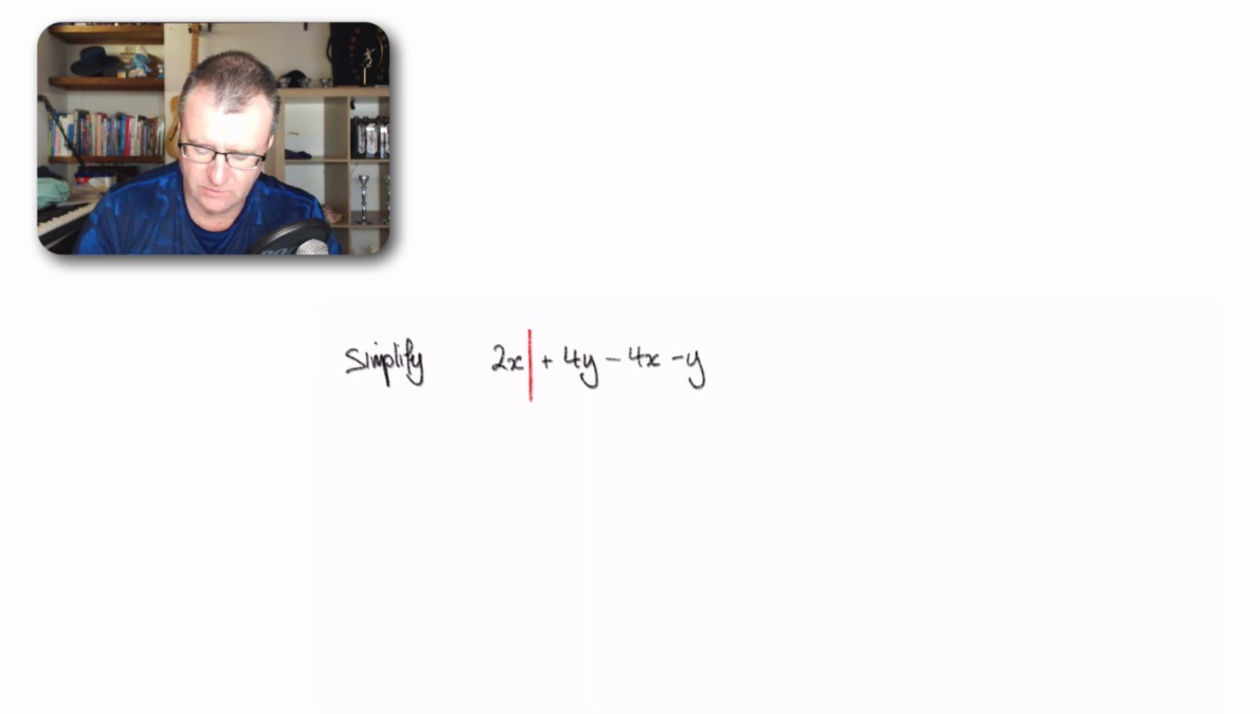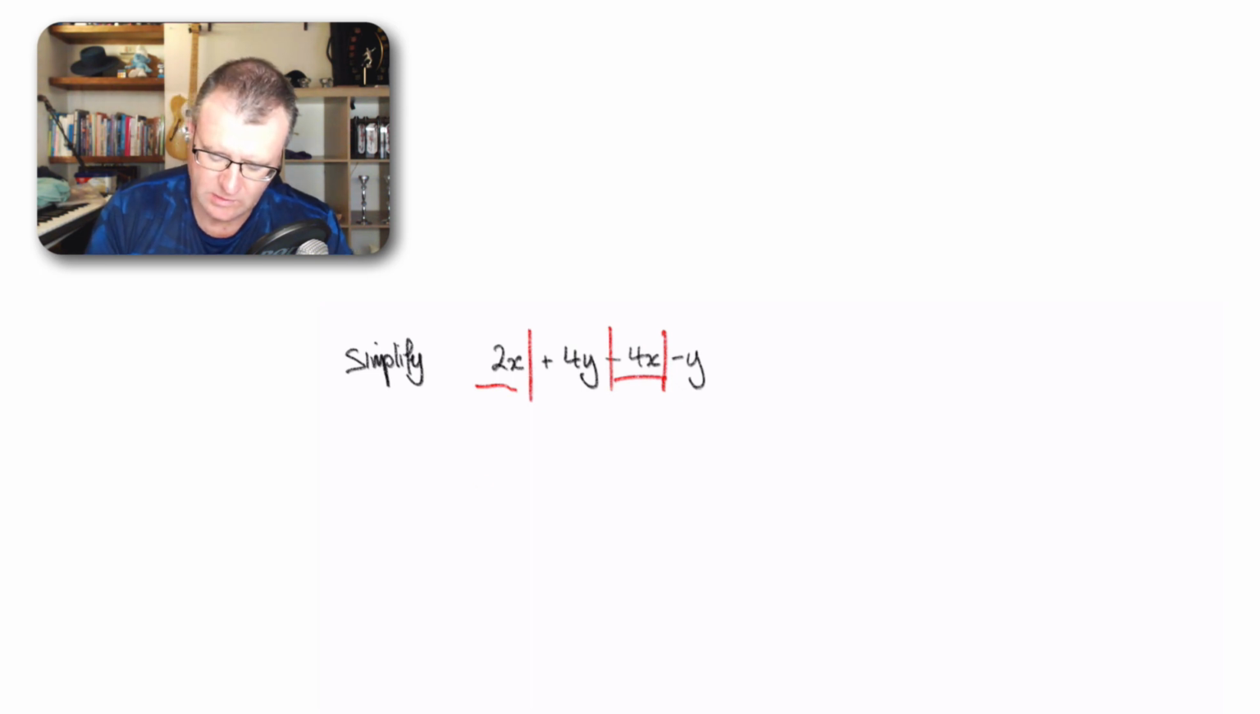So what I'm going to do is, first of all, I'm going to split it into its terms, and then I'm going to look for terms that have the same pronumeral. So in this case, I can see these are 2x's, these are minus 4x's. They are like terms, so I can take those. I can take 2x's, take away 4x's, leaves me with minus 2x.